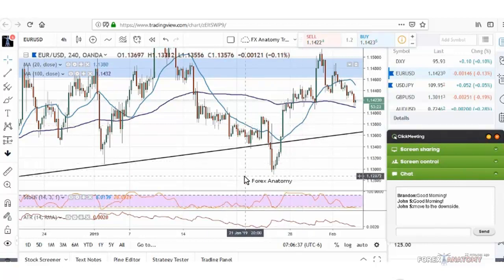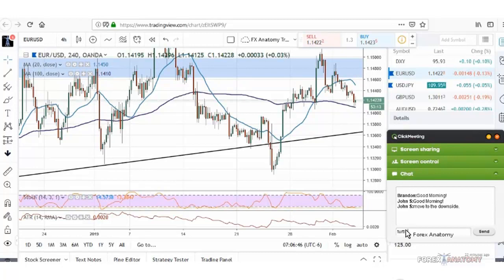And whenever you see this type of price action take place, this is what you would call a turtle soup price action. Let me just type it for you. Turtle soup price action.